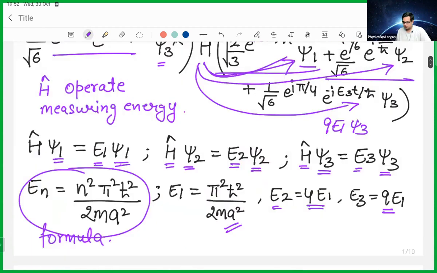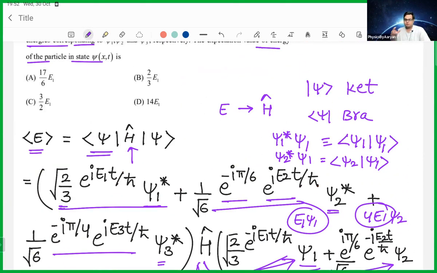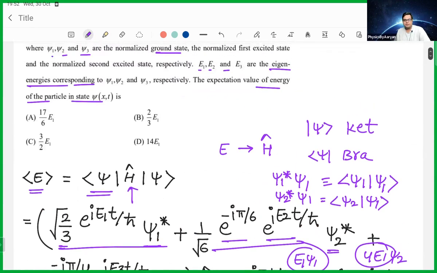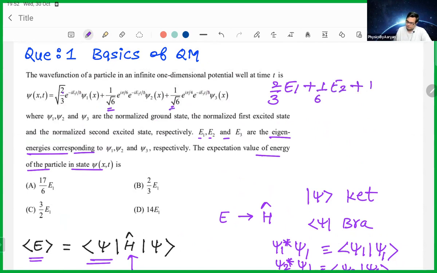Don't think that it is, so it is just to show you I have written so many steps. But to be honest, this question could be done in one, not even by picking up the pen. You can easily do this. What I have done is squared this up, so I get 2 by 3 into E1, plus square this up, I get 1 by 6 into E2, and then square this up, I get 1 by 6 into E3.